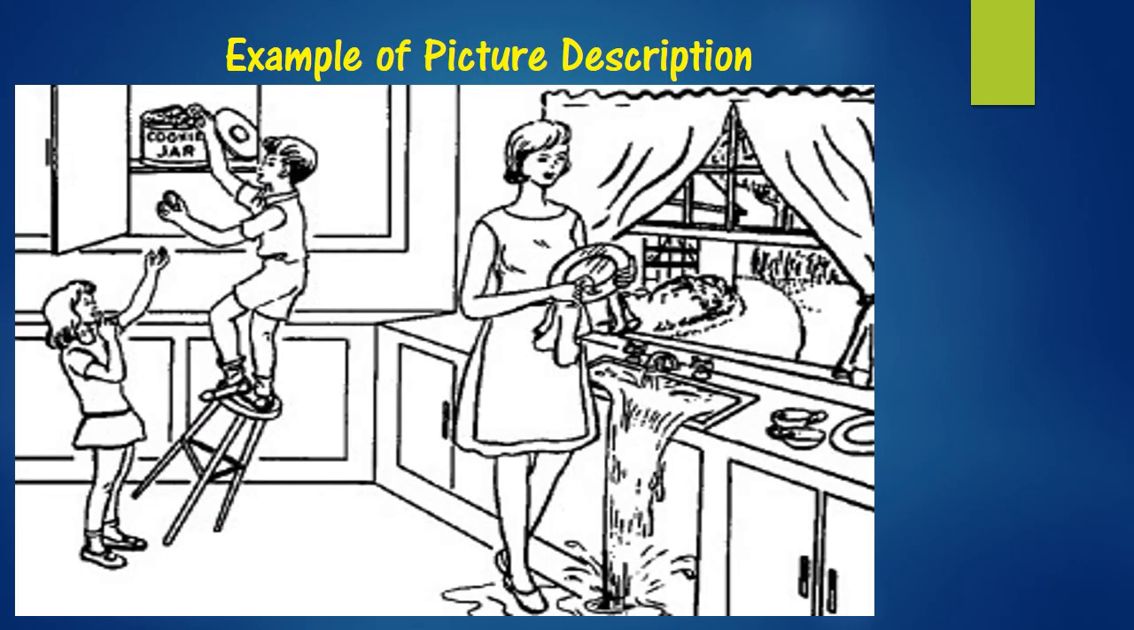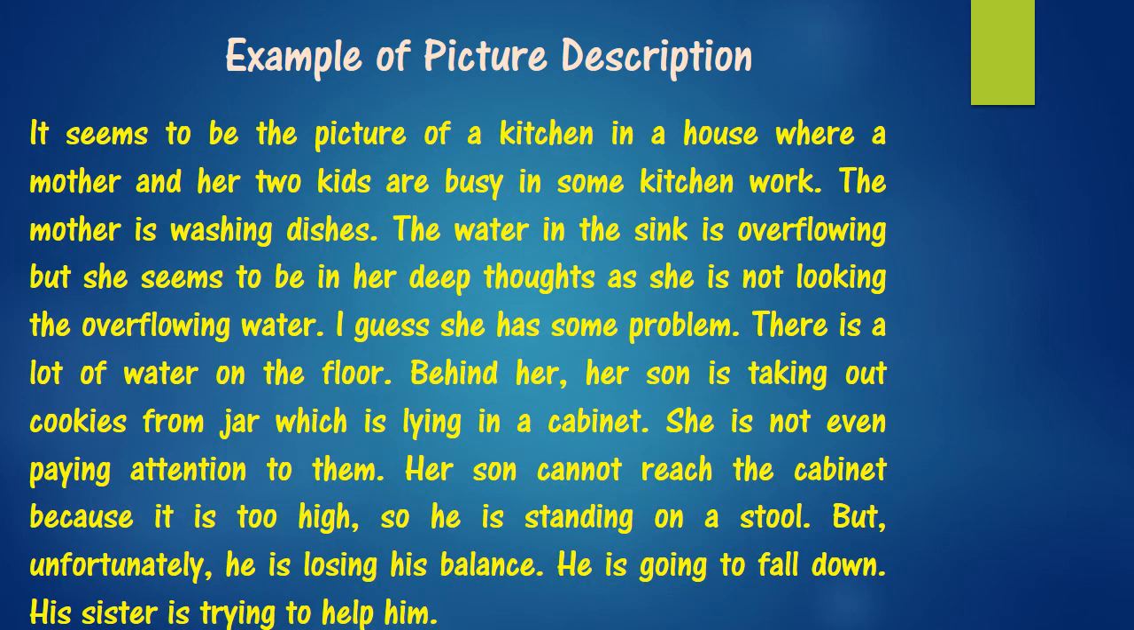Now finally I am going to give you an example how to describe a picture. It seems to be the picture of a kitchen in a house where a mother and her two kids are busy in some kitchen work. The mother is washing dishes. The water in the sink is overflowing, but she seems to be in her deep thoughts as she is not looking at the overflowing water. I guess she has some problem.